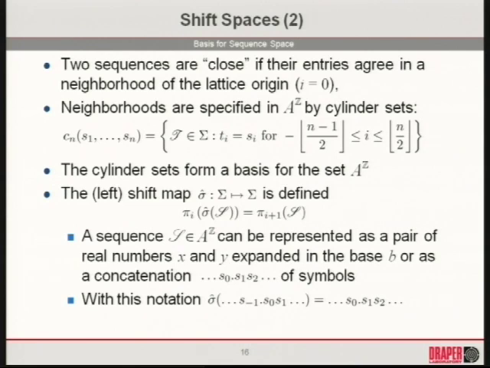All right, and over here is the shift map. So this cylinder is now, we talked about having the sequence space. These cylinders are going to form a basis for the sequence space. And now we're going to talk about the shift map and what the shift map is looking at as I go forward in time, how that sequence changes.